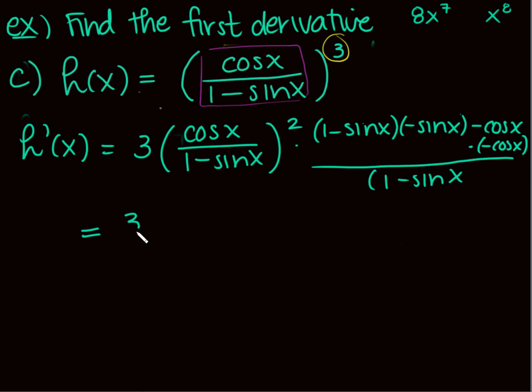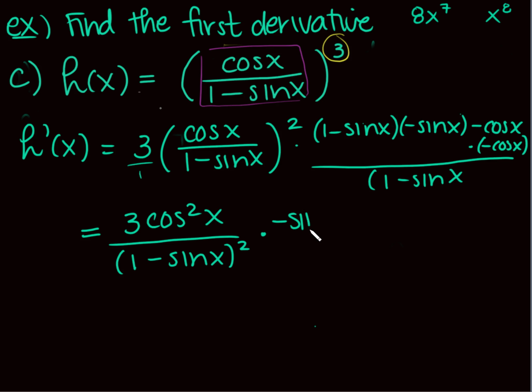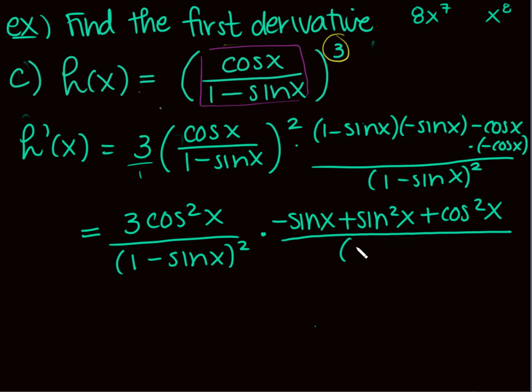First, I'm going to put my 3 in the numerator because that's 3 over 1. I'm going to have a cosine squared x all over 1 minus sine of x squared. I just took that squared and applied it to the top and the bottom. And then in the top here, let's take that negative sign through. So I get a negative sine x, plus sine squared x. Oh, this is pretty great. And then plus cosine squared. Oh, this is so cool, you guys. And then this is going to be all over 1 minus sine x. I just made that up. I must have seen in my mind what this is.